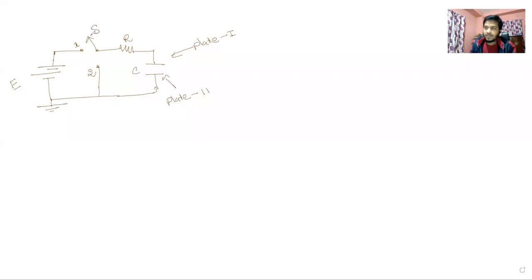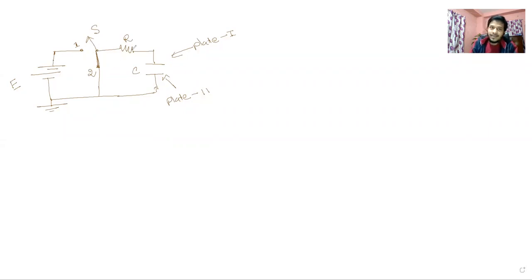In order to charge this capacitor, we moved this switch. Suppose this switch is S. We moved this switch into position 1. Now suppose we want to move this switch S into position 2 from position 1. If we move this switch S into position 2, then how will the circuit look?